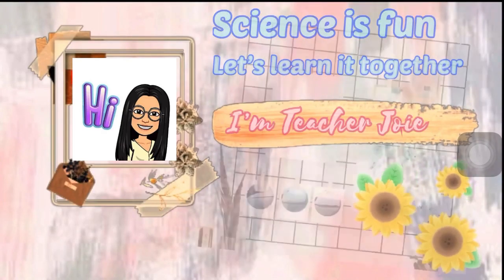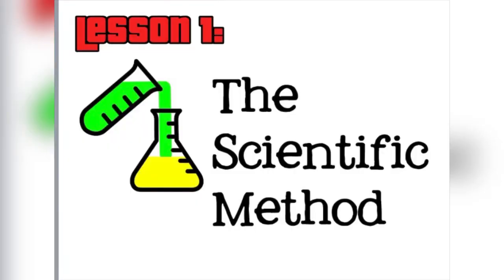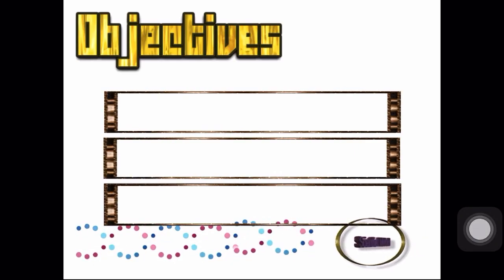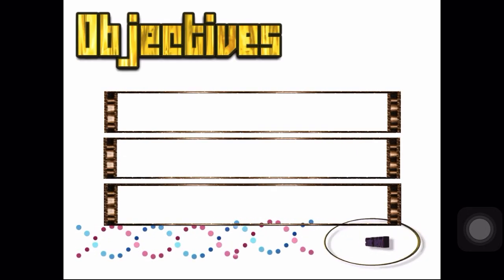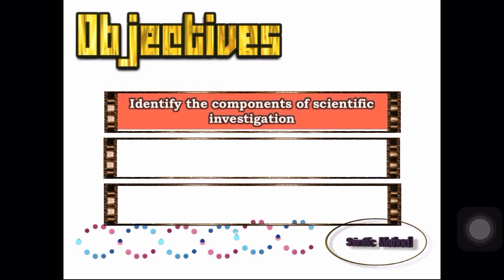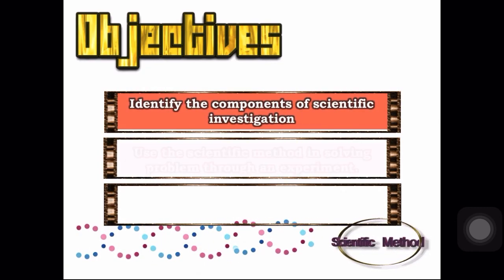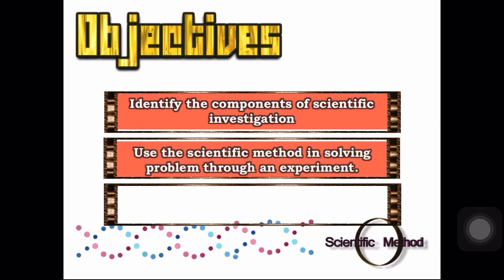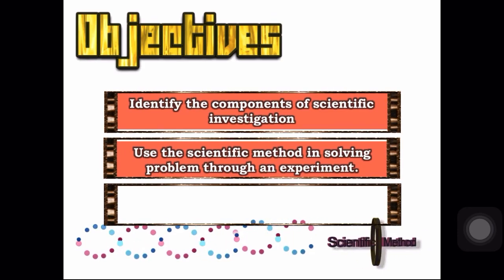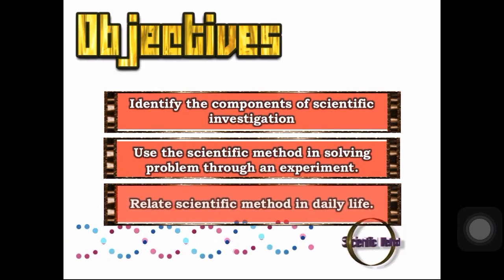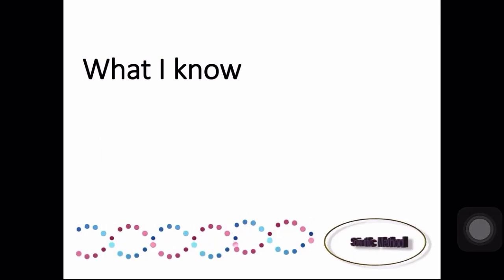Let's talk about the scientific method. Now, after this lesson, you should be able to identify the components of scientific investigation, use the scientific method in solving problems through an experiment, and relate the scientific method in daily life.